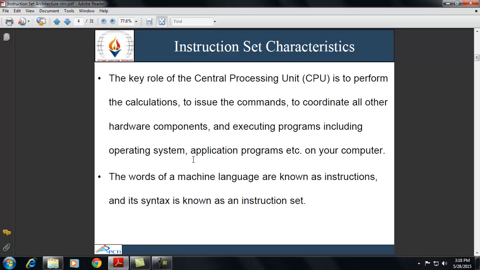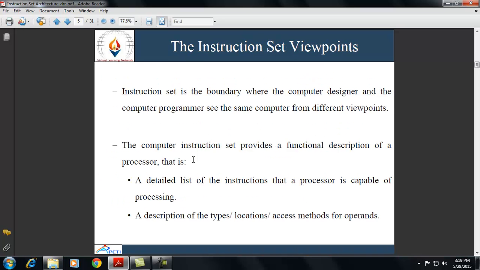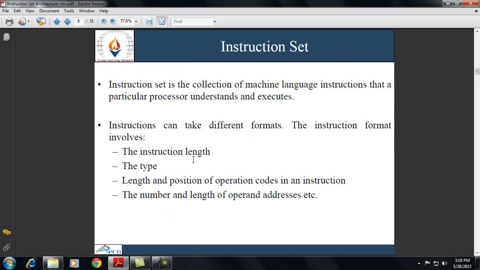Instruction set is a boundary where the computer designer and the computer programmers see the same computer from different viewpoints. The computer instruction set provides a functional description of the processor, that is, the detailed list of instructions that a processor is capable of processing, or you can say the list of instructions that the processor can process, and the description of the types, location and access methods for the operands. Instruction set is a collection of machine language instructions that a particular processor understands and can execute.